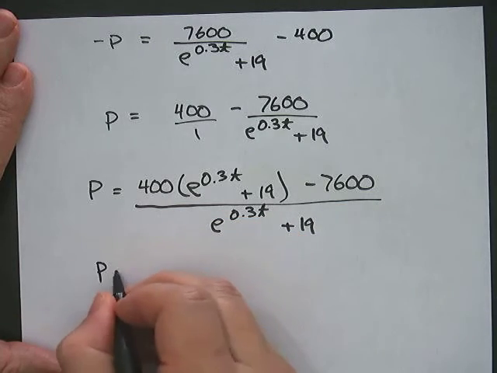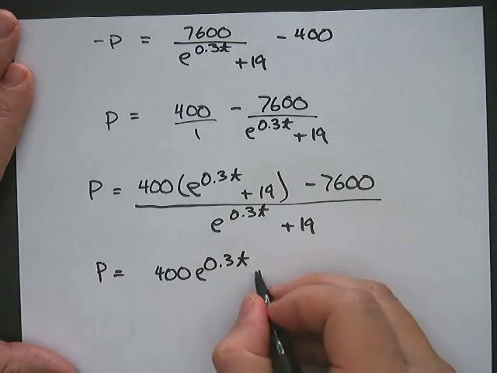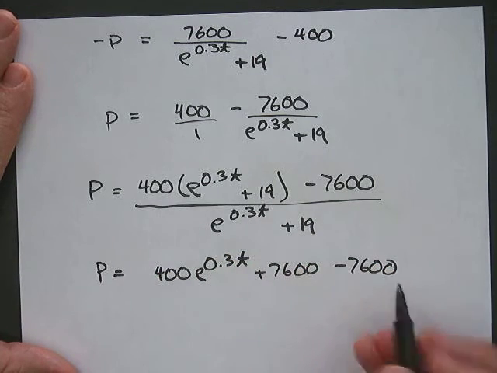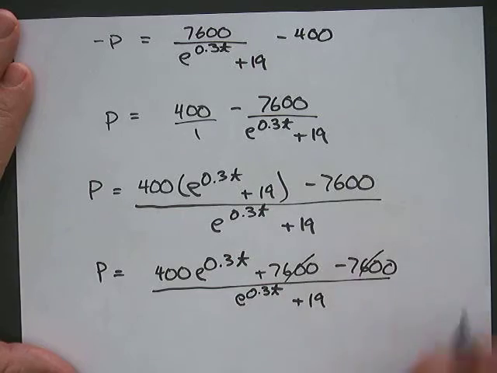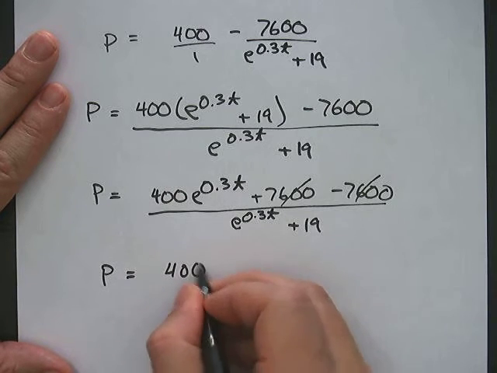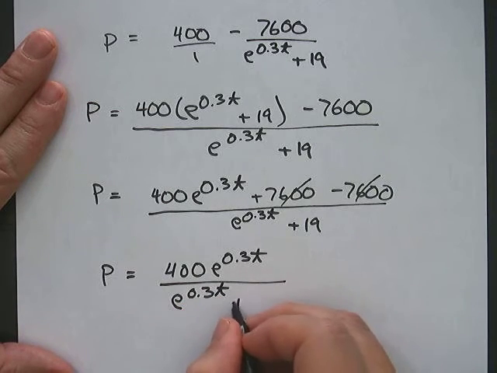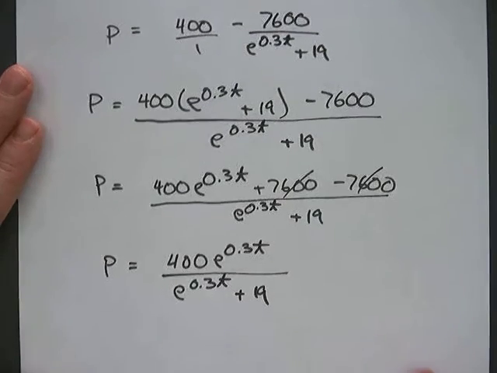Distribute this out and you get p is equal to 400 e to the 0.3t plus 7600 minus 7600. The 7600 came from 400 times 19. Here's the minus, so obviously those are going to cancel out. So we get p is equal to 400 e to the 0.3t divided by e to the 0.3t plus 19. I like that form. That's a pretty good form, but you may go farther. These are all correct answers. Everything I've been writing for the last minute or two are acceptable final answers, but if you want it cleaned up, you may have to take a few more steps.